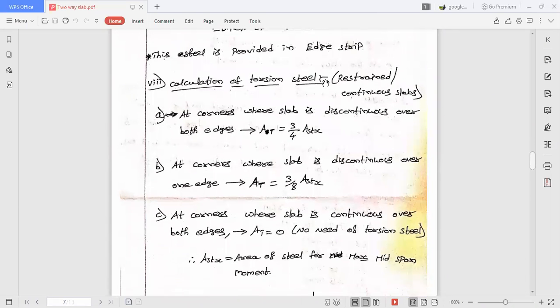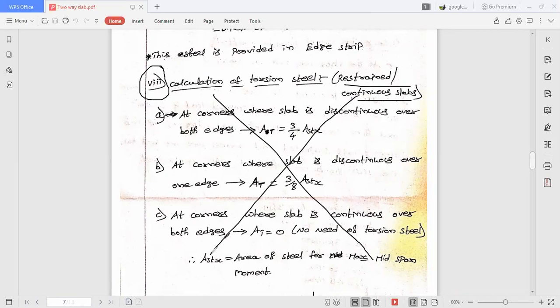Now let us go to the next design procedure: calculation of torsion steel. This is very important. As I have already said, this is a design procedure for both simply supported slabs as well as restrained slabs. But remember, this step number 8 is only for restrained or continuous slabs, not for simply supported slabs. In case of a simply supported slab, this step is not required.